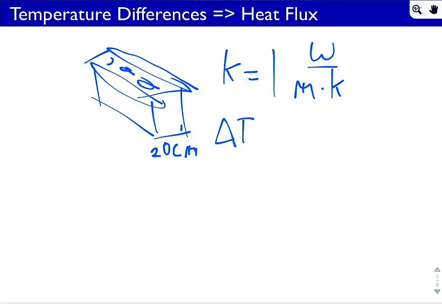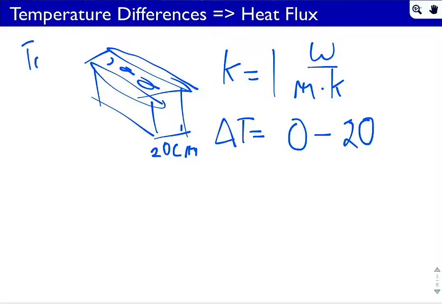So delta T is going to be T outside, which will be 0, say it's wintertime, it's basically freezing outside, minus the inside temperature of 20 Celsius. So delta T could be written in Kelvin or Celsius. It doesn't matter because delta Kelvin and delta Celsius are exactly the same. The scales are just shifted relative to each other.